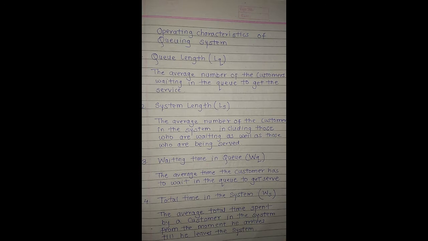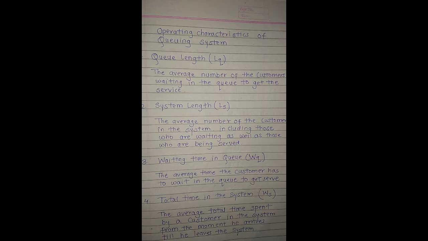The second is the system length. The system length is denoted by L_S. The system length is the average number of customers in the system, including those who are waiting as well as those who are being served. Third is the waiting time in the queue, that is denoted by W_Q. The waiting time in the queue is defined as the average time the customer has to wait in the queue to get the service. Fourth is the total time in the system, that is denoted by W_S.